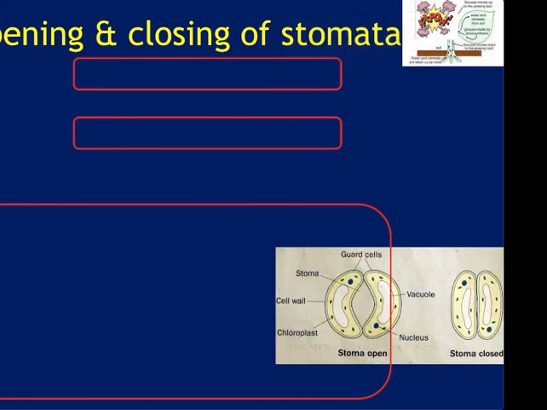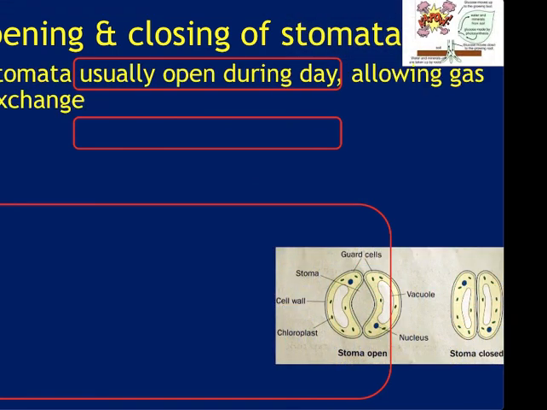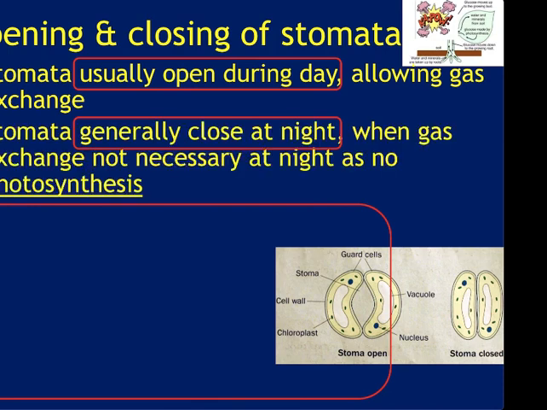Now, your stomata are usually open during the day for gas exchange, and they usually close at night. And the reason for that is gas exchange isn't necessary because there's no photosynthesis, so no oxygen is needed and no carbon dioxide is being produced. If you can remember that there's no photosynthesis at night, this will help you to remember what is controlling, actually making your stoma open or close, making them become turgid or making them lose water. And we'll do that in a second.